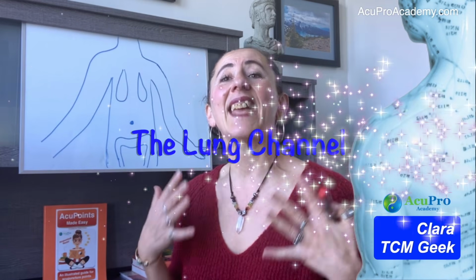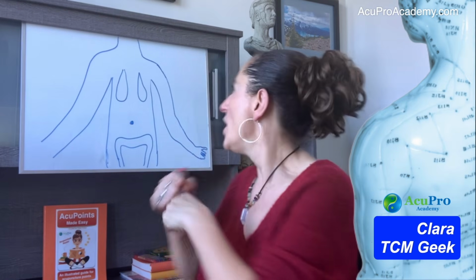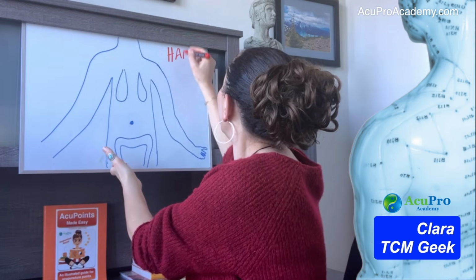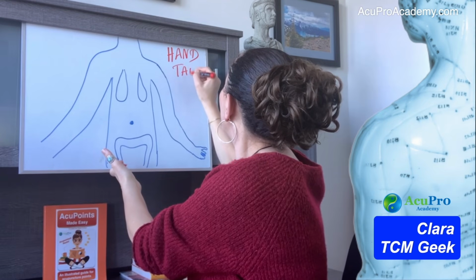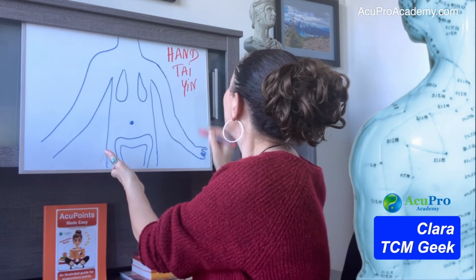The lung channel is a hand channel because it finishes at the hand. Any channel that finishes or starts at the hand is a hand channel. So the lung is a hand channel, and it is, of course, a yin organ system and channel / meridian. I use channel and meridian back and forth, so don't shoot the messenger. That's the French in me. It is a Tai Yin channel. So yin because it is a yin organ system, the lung, and it is Tai. Tai is often translated as greater yin meridian.